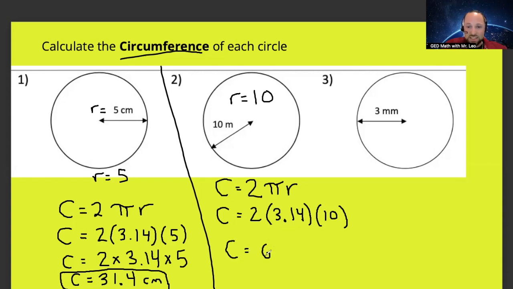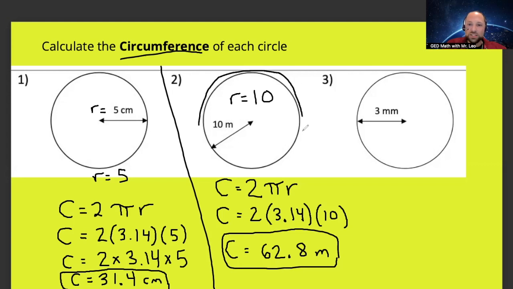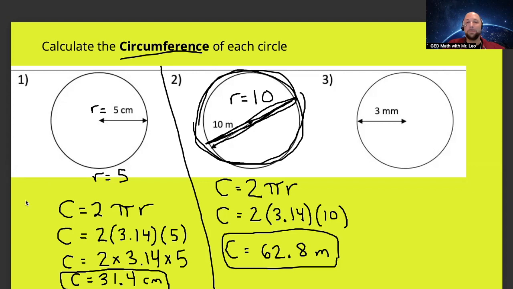C equals 62.8. And it was M for meters, 62.8 meters. This is the distance around this circle here. If this circle measures 10 meters from center to the edge, I would say it probably measures 20 meters all the way across, and that means the distance around it is 62.8 meters.